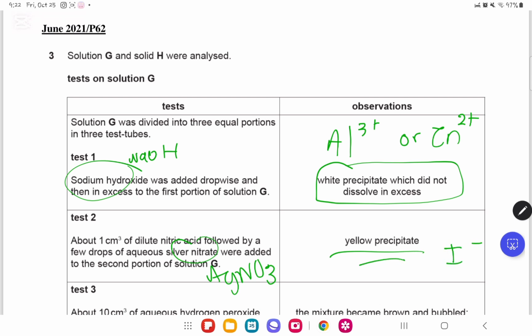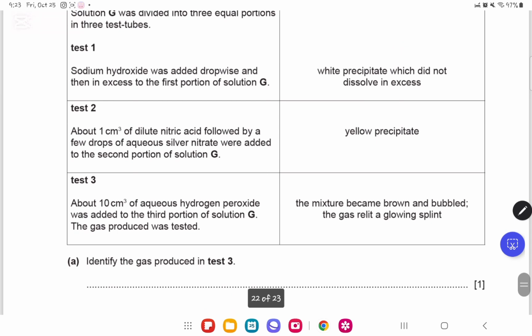Actually, I forgot, it can be Al3+ or Zn2+ or Ca2+, because all of them form a white precipitate that does not dissolve in excess if you add sodium hydroxide. So if we go down, it tells us that the mixture became brown and bubbled and the gas relit a glowing splint. Whenever you see a glowing splint relit, that means oxygen, O2, was released.